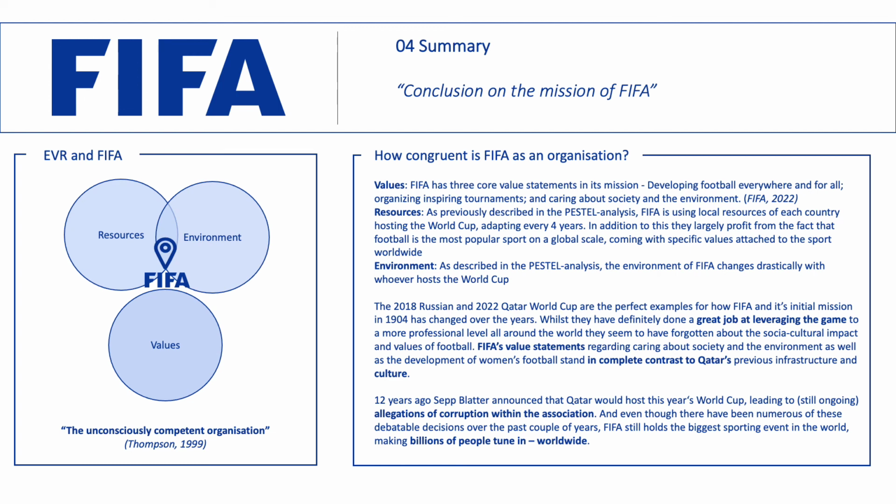But especially the last part of that makes you wonder, how does caring about society and the environment work whilst you're hosting a Winter World Cup in Qatar during a worldwide energy and climate crisis? There's another part to the truth though. Even though there is a lot of critique facing FIFA, as well as huge allegations of corruption ever since Sepp Blatter announced Qatar as host of the World Cup 12 years ago, football is still not just the biggest sport in the world, but also the biggest sporting event on the planet comes with the FIFA World Cup, meaning that billions of people will still tune in for the games, classifying FIFA, in our eyes, as an unconsciously competent organization.